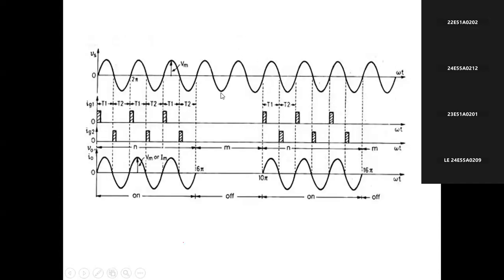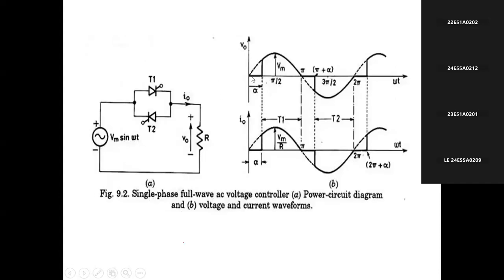Take one straight line here, and you'll get output voltage up to pi. After pi, both T1, T2 are off. From pi to pi plus alpha, T1 is automatically off because T1 is reverse biased at pi, since this polarity is changed. This is minus and this is plus. Even though T2 is forward biased at pi, I am not giving firing pulse to T2 at pi. So from pi to pi plus alpha, at pi plus alpha, I am giving firing pulse to T2.